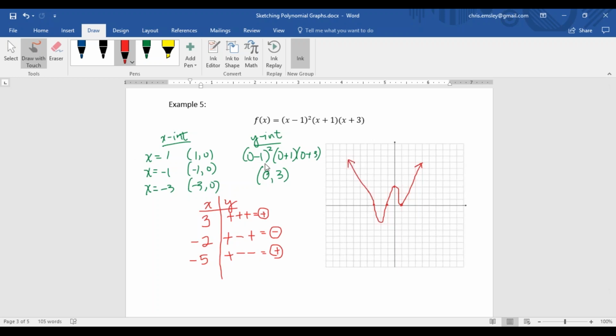Okay, so if you forget what multiplicity and end behavior tell you about your graph, you can always use your intercepts and then plot some test points to sketch it out.